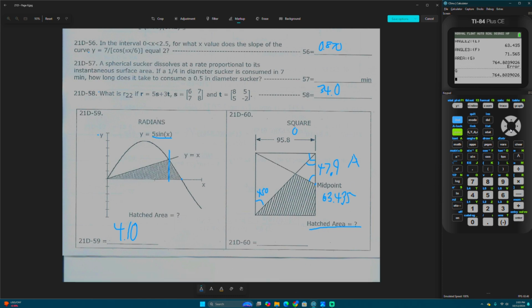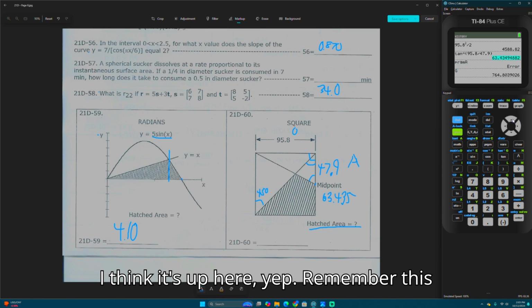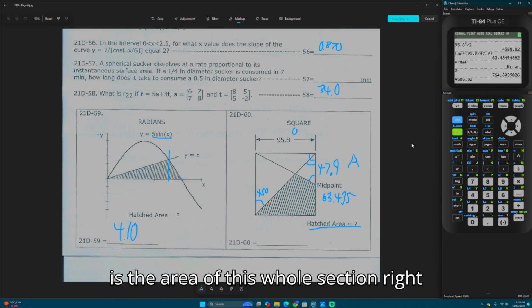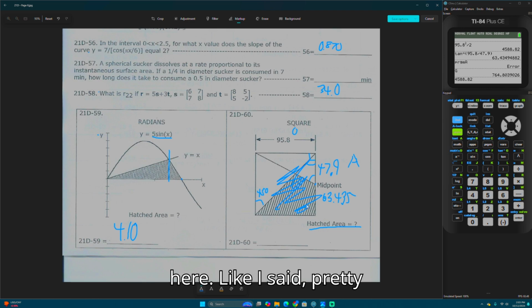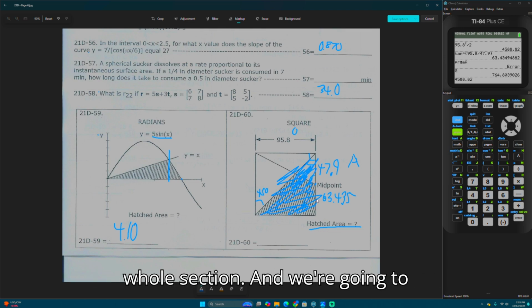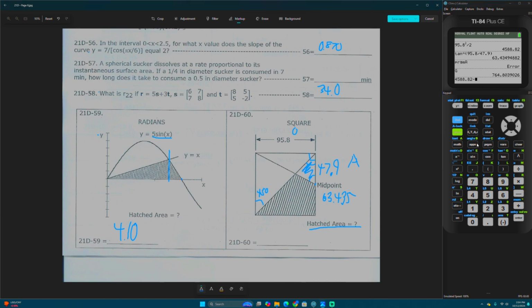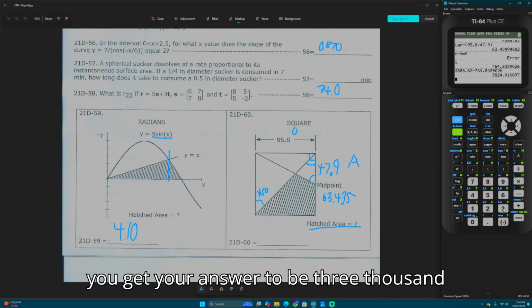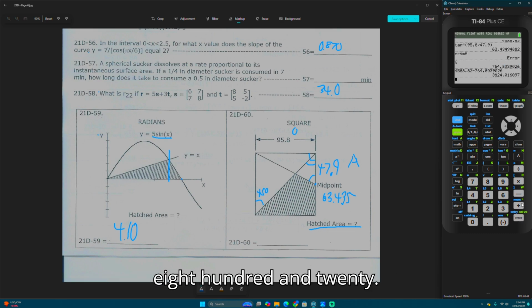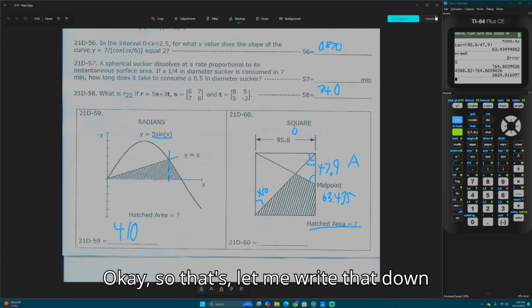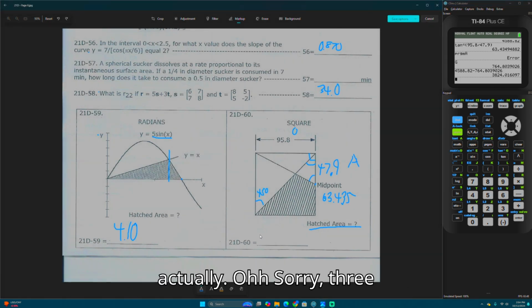And then we just take, I think it's up here. Yep. Remember, this is the area of this whole section right here. Like I said, pretty bad with the mouse, but yeah, that's that whole section. And we're going to subtract the area of this little section, which is right there. And you get your answer to be 3,820. Okay, so let me write that down actually. Oh, sorry. 3,820.